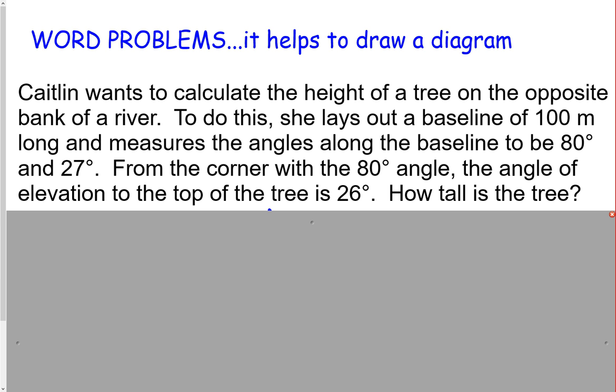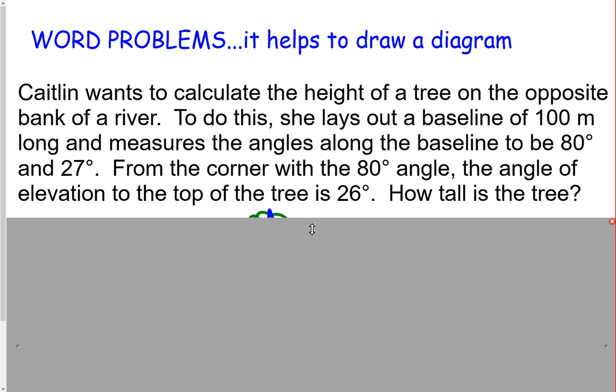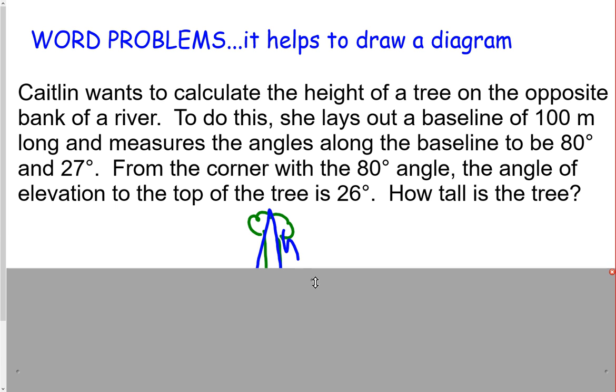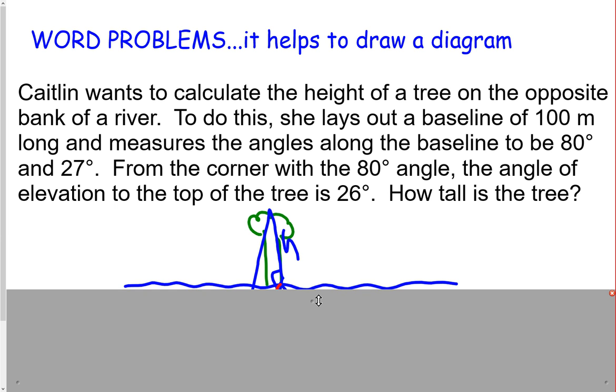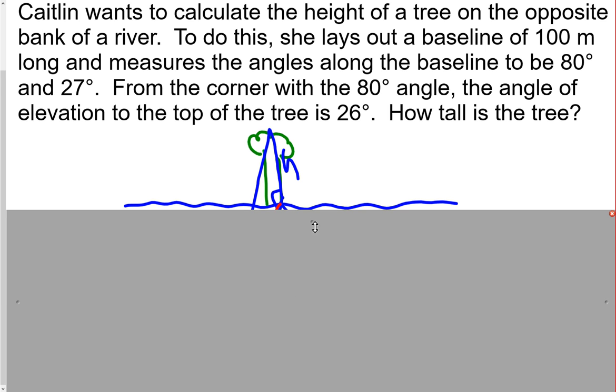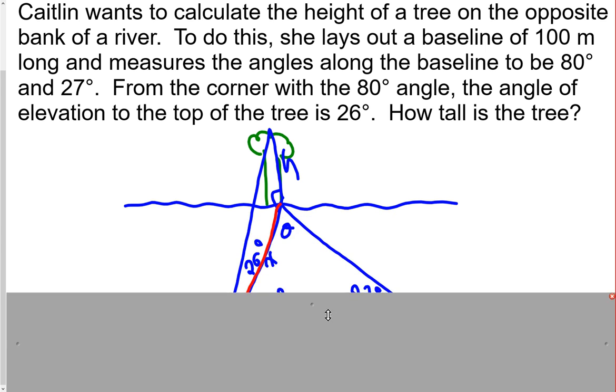All right, so you've got your little picture. I want to show you what I've got here. There's my tree on the opposite side of the riverbank, and I put H for the height of the tree. I've also got a little 90-degree angle there. And I go down across my river.